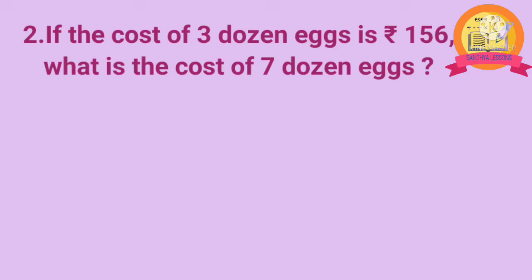Second problem. If the cost of 3 dozen eggs is 156 rupees, what is the cost of 7 dozen eggs? In the question, the cost of 3 dozen eggs was given and we have to find out the cost of 7 dozen eggs. Solution.